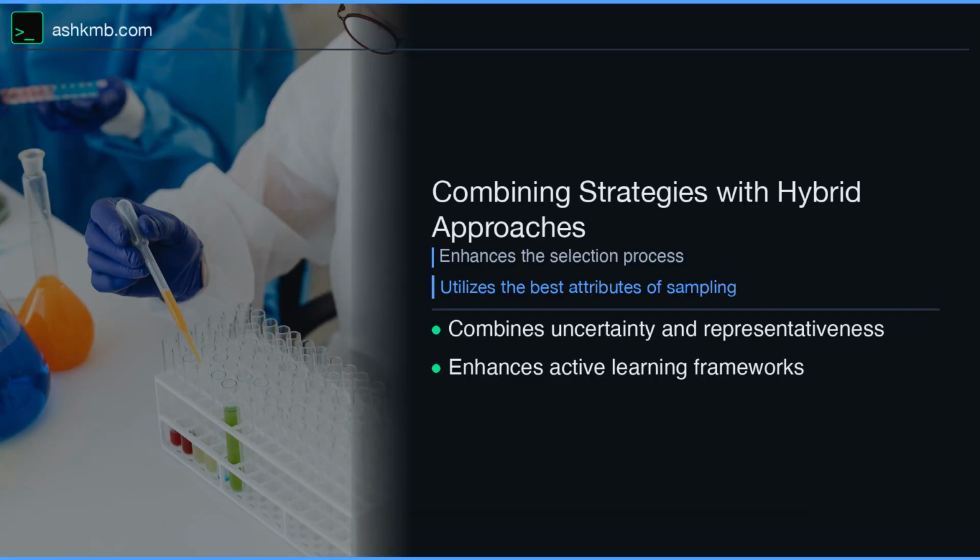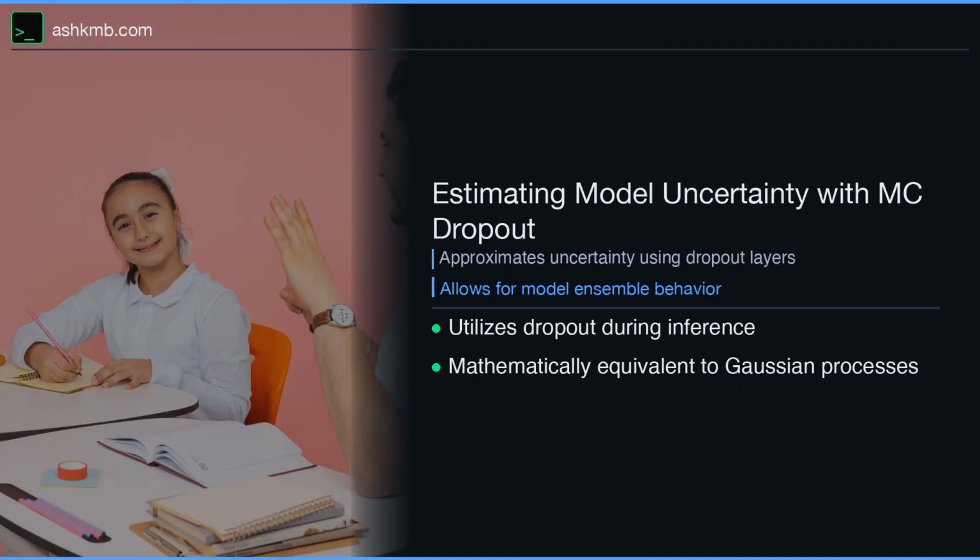Hybrid approaches combine various sampling strategies for better results. They enhance the selection process by valuing different attributes of data points and combining various sampling preferences into one. MC dropout is an effective method for estimating model uncertainty. Utilizing dropout layers during inference allows for approximating uncertainty by treating the model like an ensemble of sub-models.